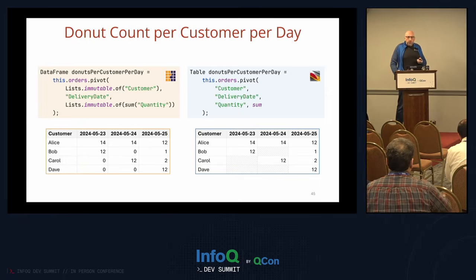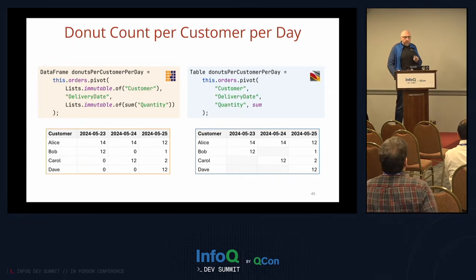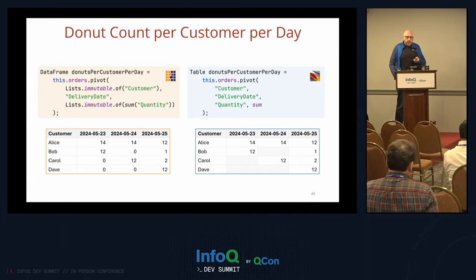Donut count per customer per day, that just shows that it's very straightforward to implement pivot, similar to the pivot functionality you would have in Excel with data frames. And again, side-by-side examples, because they sort of work the same way. Two differences to call out.